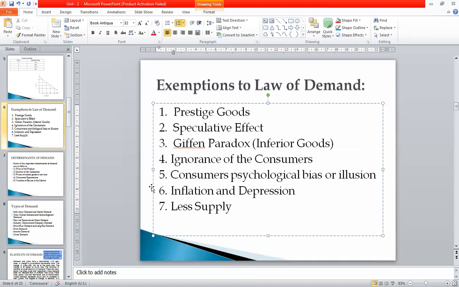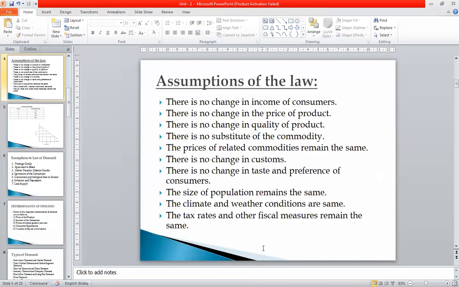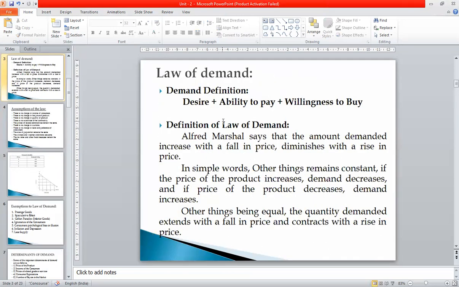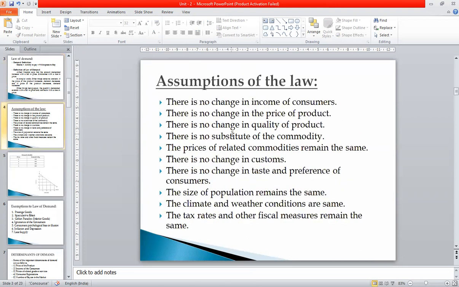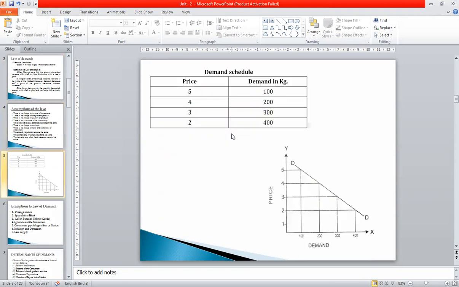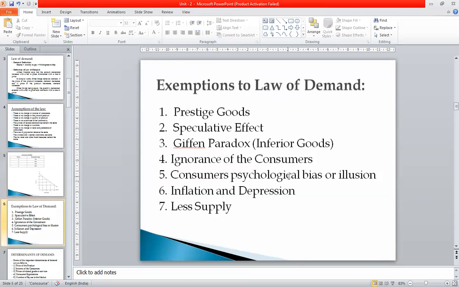If the product has less supply, even if the price is decreased, the demand doesn't increase, because no supply means no demand. It's called fear of shortage or less supply, and in this case also we cannot apply the law of demand. And this is what we require with regard to the law of demand: define demand, define the law of demand, state some assumptions, present a demand schedule, present a graphical representation of the law of demand, and then give the exceptions. That gives you the law of demand.